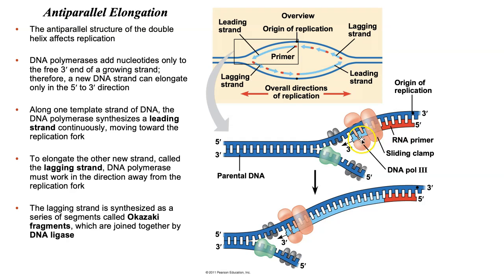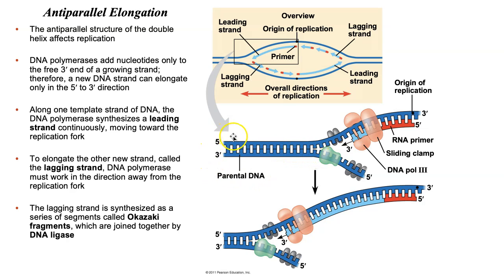The light blue is the DNA. This is the DNA polymerase enzyme, abbreviated DNA pol 3. So DNA pol 3 is the elongator. We are elongating at the 3' end and moving into the replication fork. Of course, this helicase is going to continuously unzip this DNA molecule.